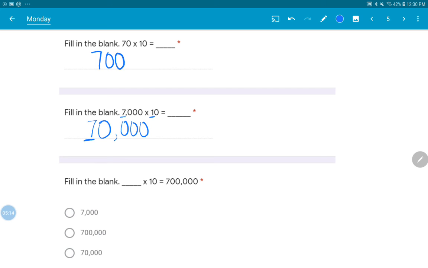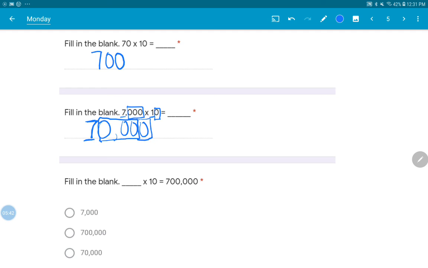So I'm taking the 7 times 1. That equals 7. Then I have 3 zeros, 1, 2, 3 zeros, and one more 0 from the 10. And I just added those to the end. That's another way that you can think about it when you're multiplying by 10 or powers of 10, like multiplying by 100 or thousands.